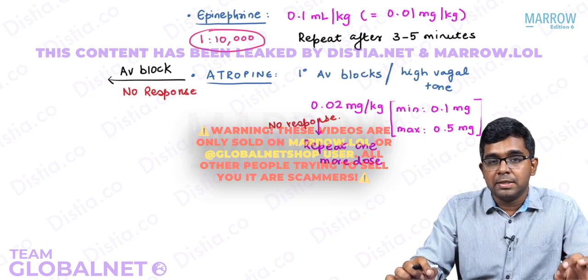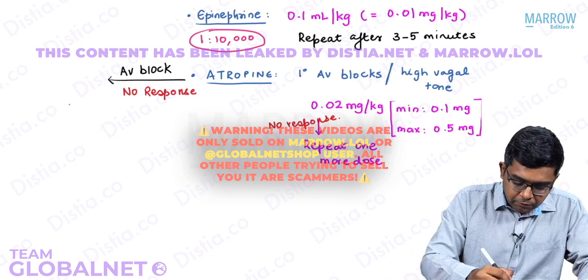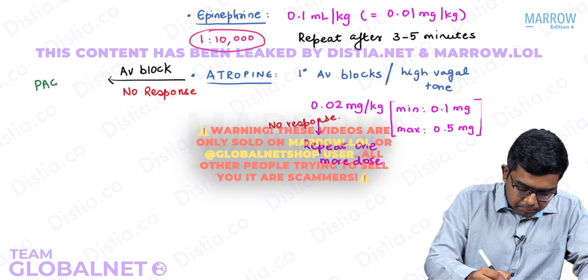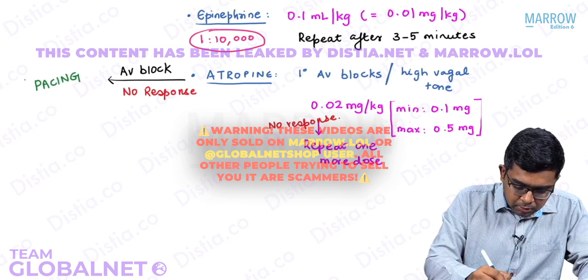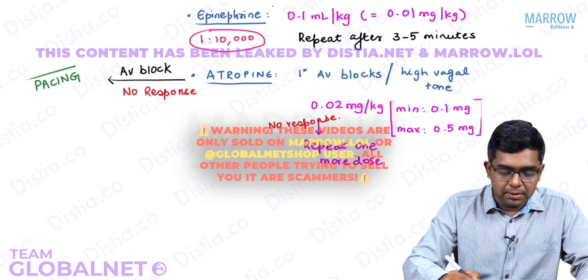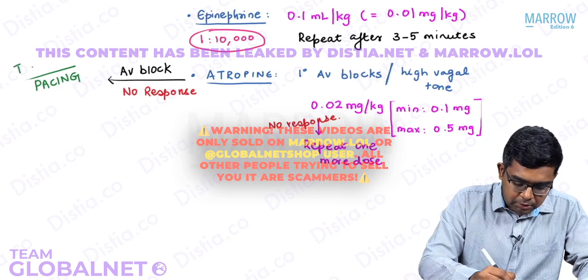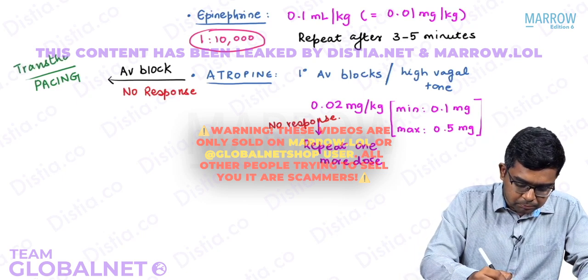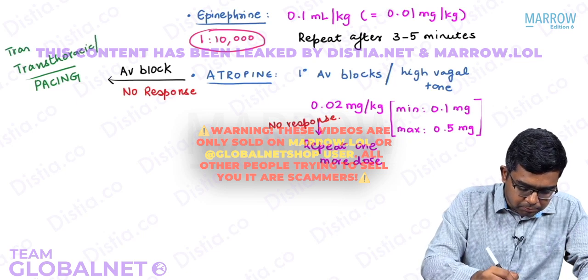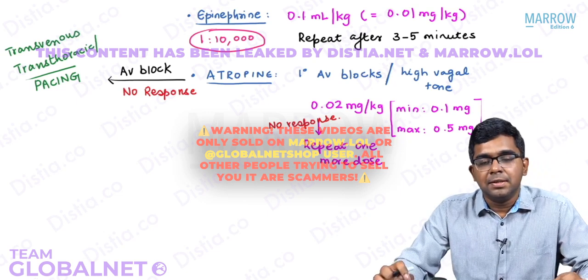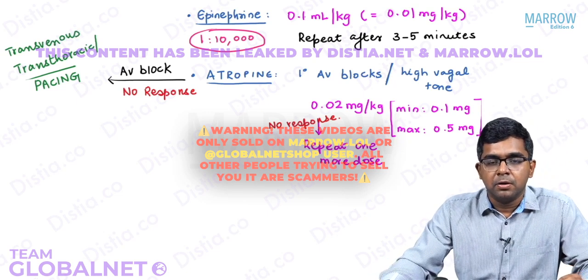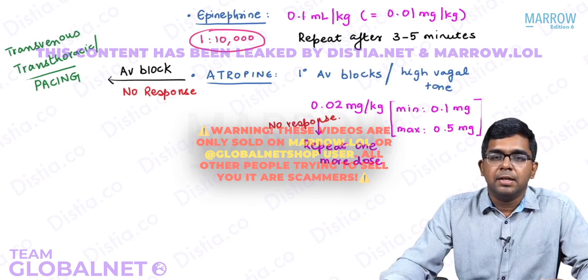This group of patients is going to benefit from pacing. Okay. There are two ways by which we can do this pacing. One is the transthoracic route and the other one is the transvenous route. So this is the next treatment option which is available. So that is about the algorithmic management of a child with bradycardia.